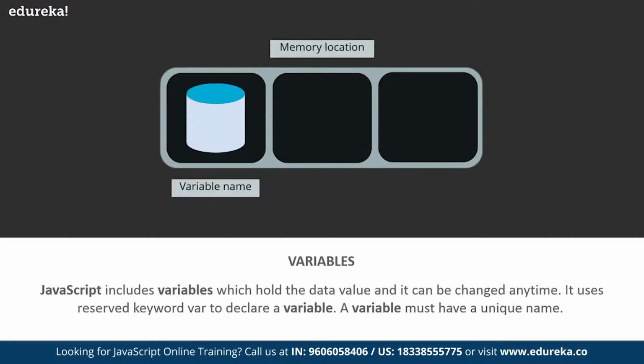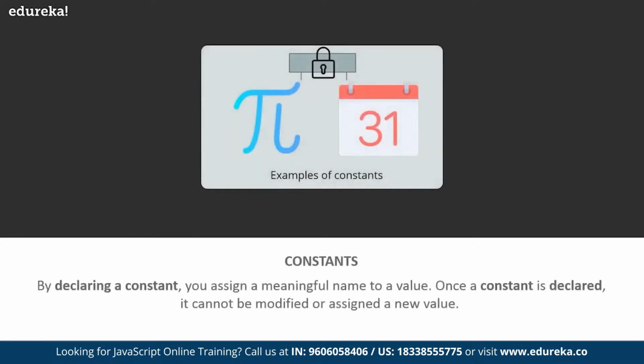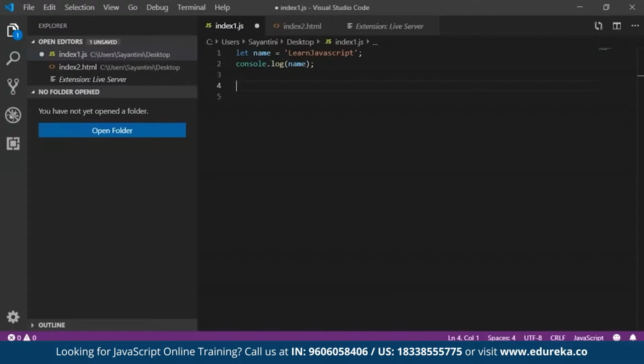So now this was all about variables. Now let's move on and take a look at constants. By declaring a constant, you basically assign a meaningful name to a value. Once a constant is declared, it cannot be modified or assigned any other value. Now let's see how we can define a constant in JavaScript.